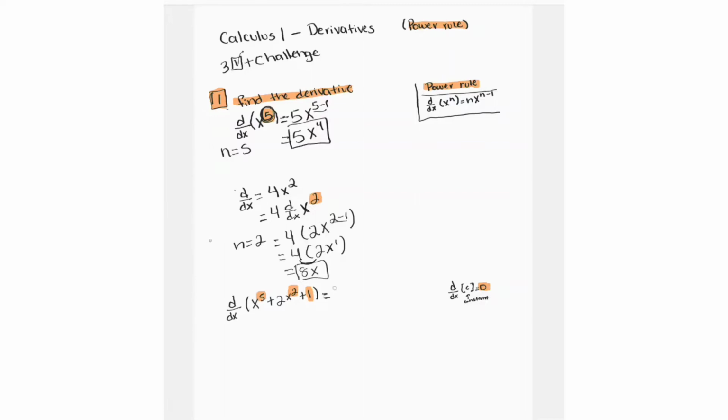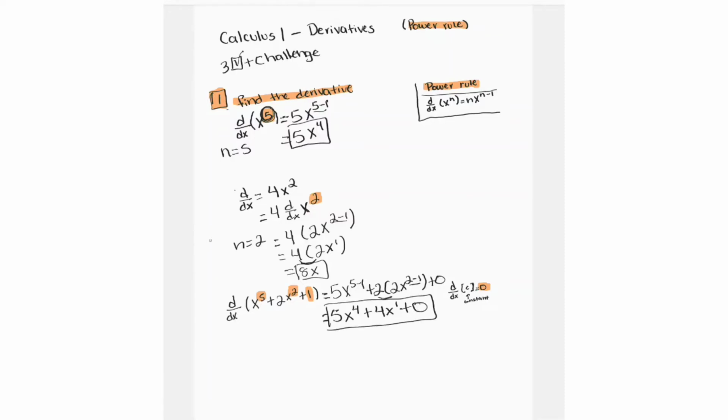By using the power rule, we know that it's going to be 5 times x raised to 5 minus 1, plus 2 times 2x raised to the power of 2 minus 1, plus 0, which is the constant. Now it's going to be equal to 5x to the power of 4 plus, we multiply, 4x, 2 minus 1 is 1, plus 0. And this is the answer.